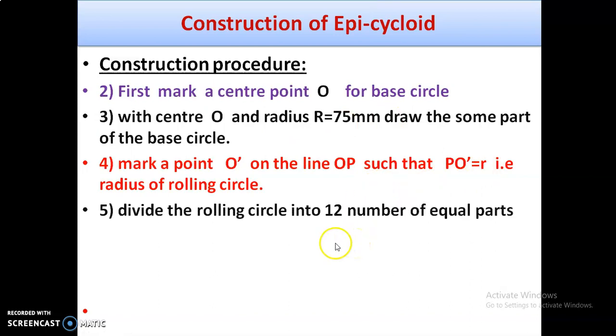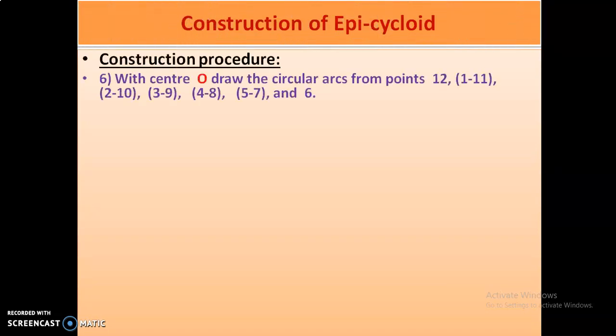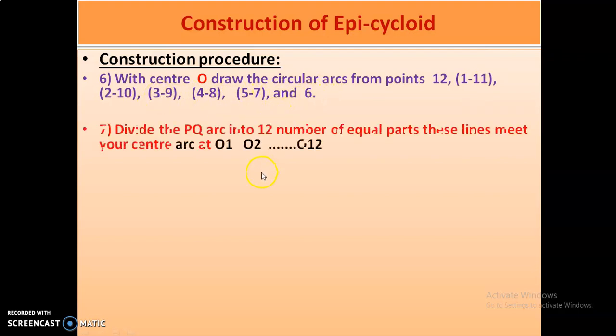Divide the rolling circle into 12 equal parts. Sixth point. With center O, draw the circular arcs from the points 12, 11-1, 10-2, 9-3, 8-4, 7-5 and 6. So from these points, draw the circular arcs. Divide the PQ arc into 12 equal parts. These lines meet the center arc at O1, O2 and so on, O12.